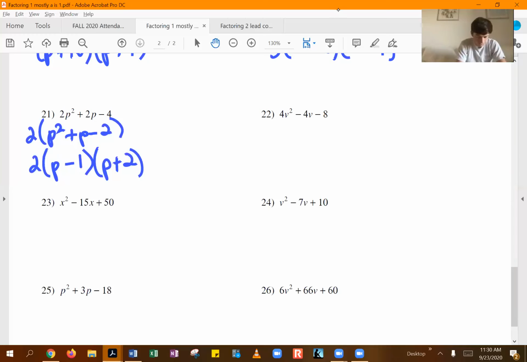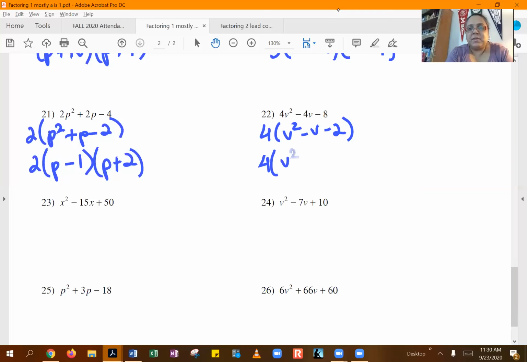So for number 22, I got 4 parentheses v squared minus v minus 2, which becomes 4 parentheses v minus 1 parentheses v plus 2. Okay, v minus 1 and v plus 2. You took the 4 outside, so that left you with v squared minus v minus 2. When we multiply -1 and +2, we get -2. But what's happening here, Jack, is when we add -1 with +2, you're actually going to get +1 and not -1 for that middle term.